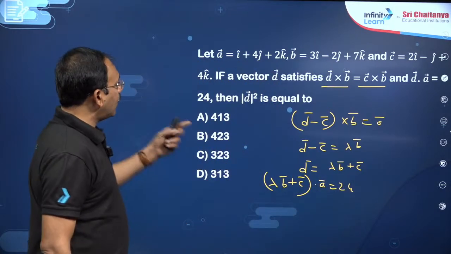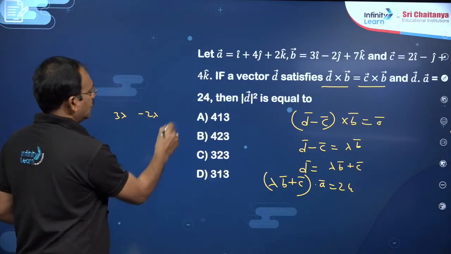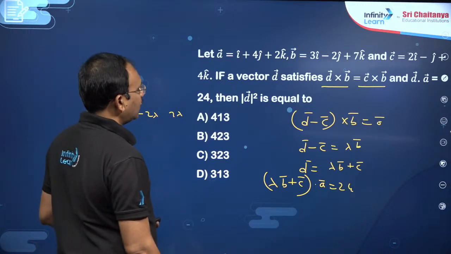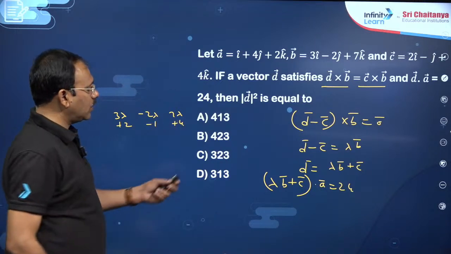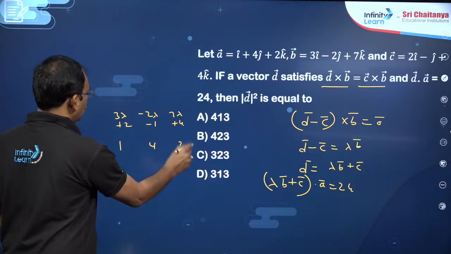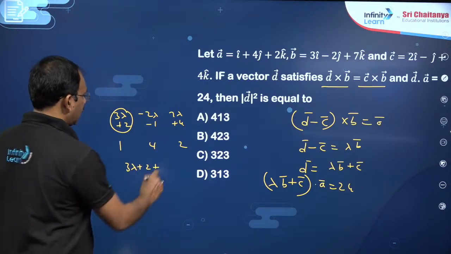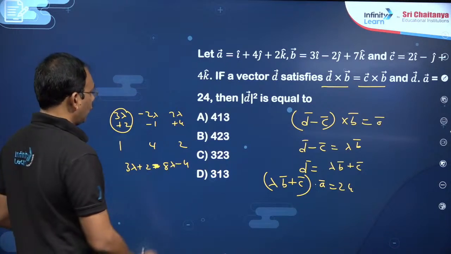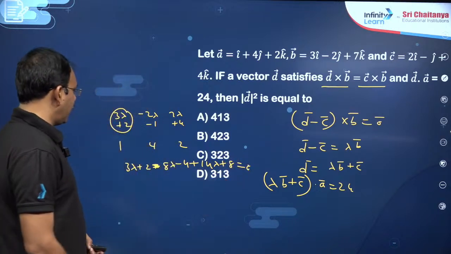You know lambda B bar stands for 3 lambda, minus 2 lambda, 7 lambda. When it is added to C, that is 2, minus 1, 4, that means plus 2, minus 1, plus 4. This is going to be lambda B bar plus C bar. You have to do dot product of this with 1 4 2. That is 3 lambda plus 2, plus 2 lambda minus 1 into 4 is minus 8 lambda minus 4, 7 lambda plus 4 into 2 will become 14 lambda plus 8. This must be 0. You just simplify this, my dear friends.